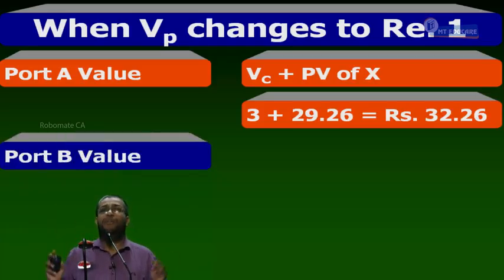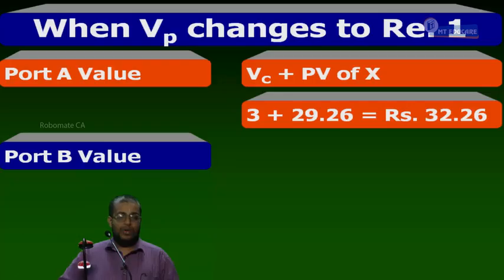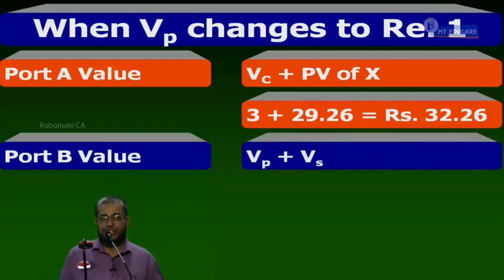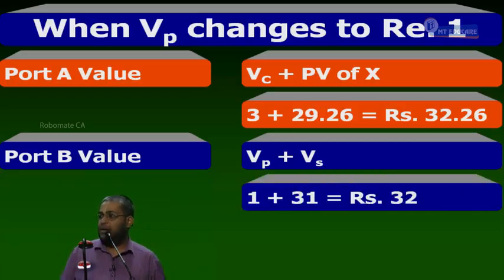Now, portfolio B value. What plus what? VP plus VS. What is VP? 1 rupee, we changed the question to 1 rupee. What is the value of the share? 31. 1 plus 31 is equal to 32.